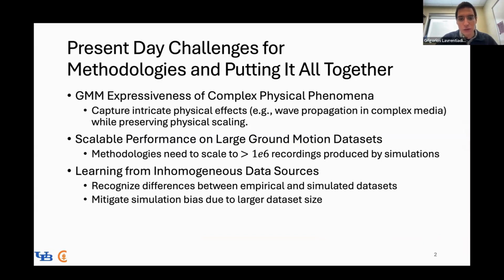It's being able to scale to large datasets because with the simulations that we saw today, we can have hundreds of thousands to millions of recordings that the ground motion model needs to assimilate in order to learn the repeatable effects, and also being able to recognize that it learns through using homogeneous streams of data and that there are differences between empirical and simulated results. And that's particularly important because otherwise the simulations may overwhelm the final answer due to their sheer size.